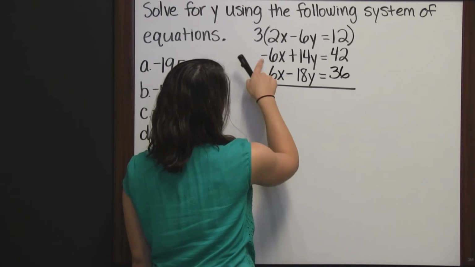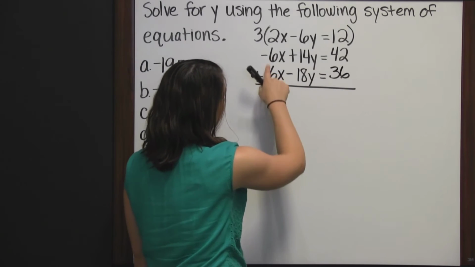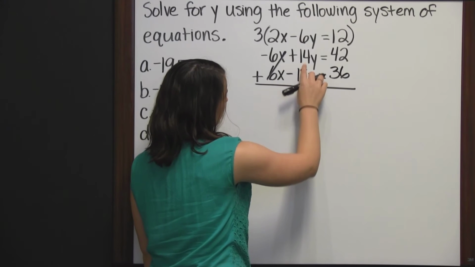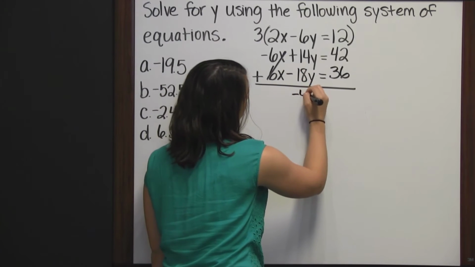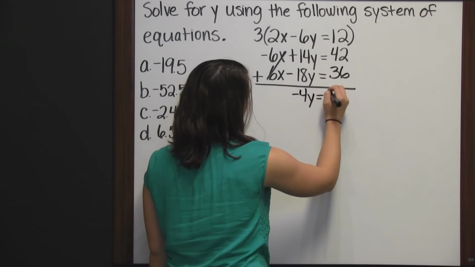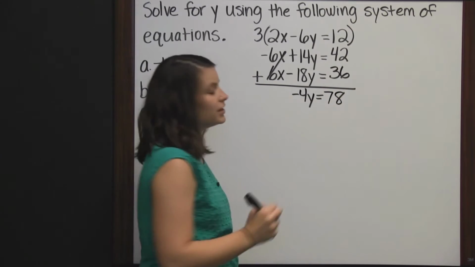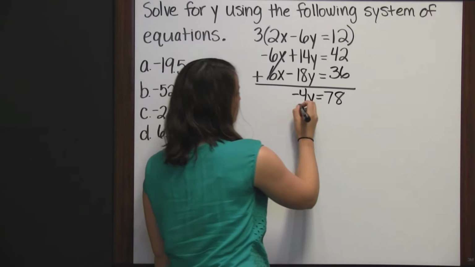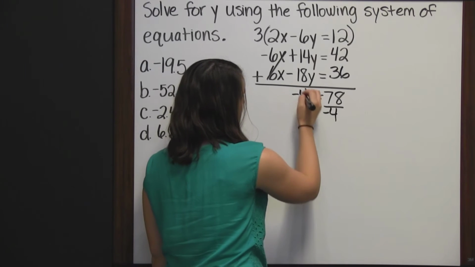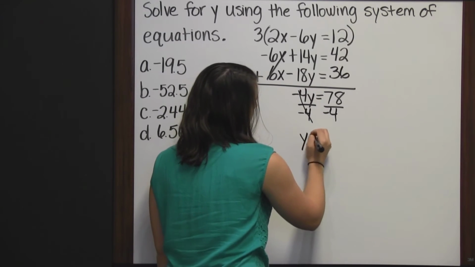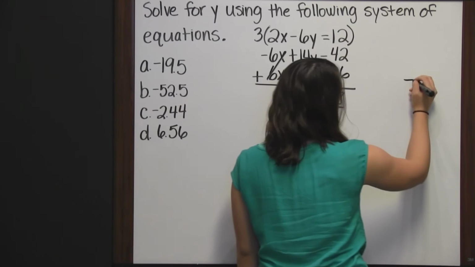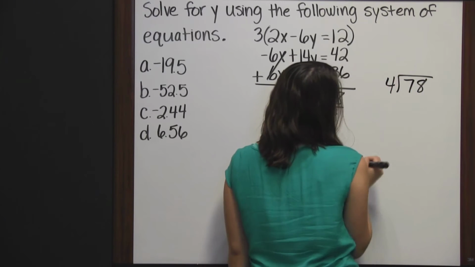Now I'm just going to add these two equations together. Negative 6x and 6x is 0. They cancel. 4y and negative 18y is negative 14y. Bring down the equals. 42 plus 36 is 78. Then to solve for y, I need to divide both sides by negative 14. Negative 14 divided by negative 14 is 1 times y, so y equals a positive divided by a negative is a negative. And then I just need to go off to the side and divide 78 by 4.